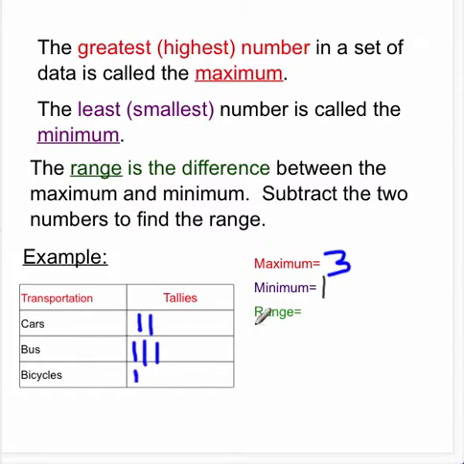When I want to find the range, that means I need to subtract the two numbers. I want to find the difference between the maximum and the minimum. I'm going to take 3, which was my maximum, subtract the minimum of 1, and that's going to give me an answer of 2. 3 minus 1 is 2. The range for this data is 2.